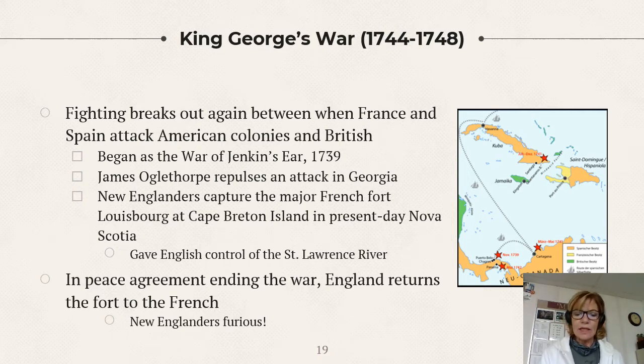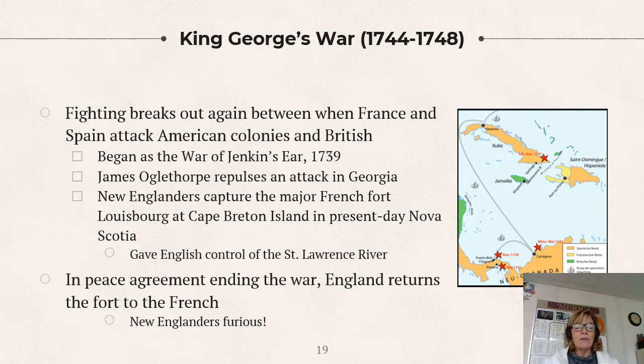So there's fighting that takes place down in Georgia as Spain is attacking from there. And then the New Englanders go up to Nova Scotia and that region, Acadia, and they capture a huge fortress known as Louisbourg up there. It's a hard fought win that they got. They're very proud of what they do, and this gives England control of the St. Lawrence River. So it was a clear cut victory.